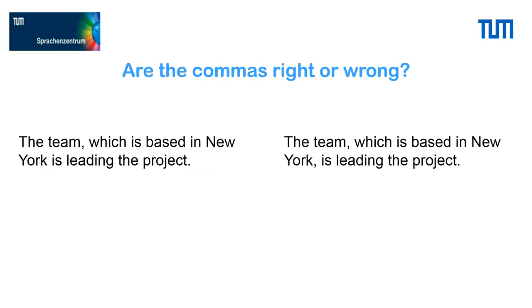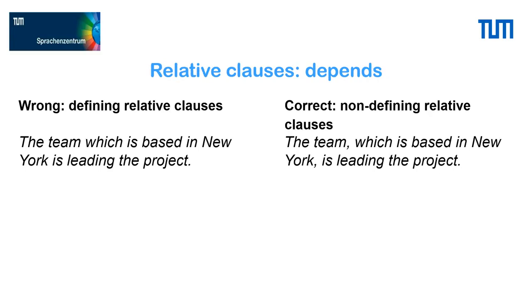Next, we have two sentences which are very similar. The team, comma, which is based in New York, is leading the project. And next, the team, comma, which is based in New York, comma, is leading the project. Here, it really depends. In both cases, we have relative clauses. In the first case, we had an attempt at a defining relative clause, and in the second case, we had a non-defining relative clause. So, what do each of those things mean?